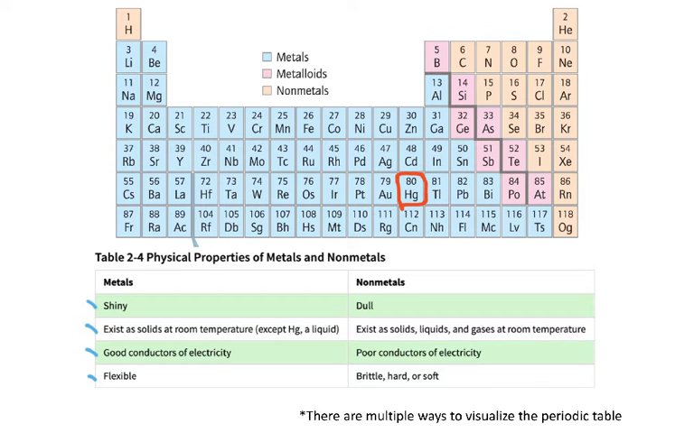Now, nonmetals off here to the right are dull in comparison to the metals. They can exist as solids, liquids, or gases at room temperature. Remember this column, 8A, what are they called? They're called the noble gases, right? Because they are gases at room temperature. Nonmetals are poor conductors of electricity, and when they are solid, they are brittle and hard or soft. Okay, so there can be some differences there.